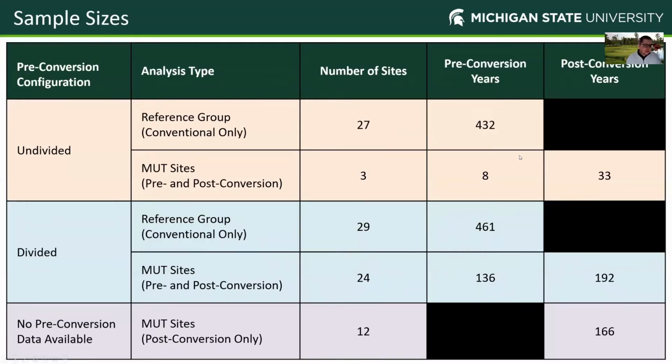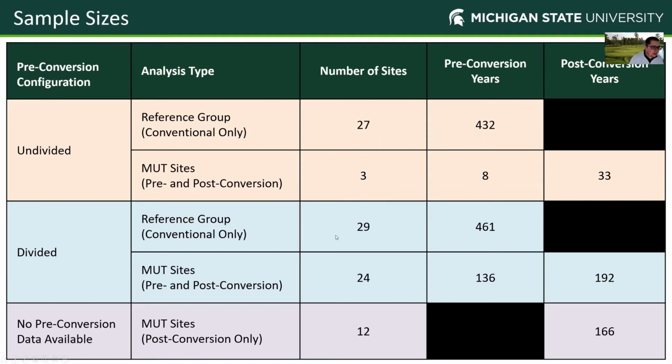In terms of sample sizes, and this is where things get a little tricky, as I mentioned, because I've got some sites that have pre and post conversion data and some that are post conversion only. So on the undivided side, that first scenario I talked about, I've got 27 reference group sites. So that they were never converted. They still remain two-lane, two-way conventional intersections. In terms of the MUT sites, I only had 3, and this is going to be tricky later on when we get to the analytical side of things. So just remember that 3 for now.